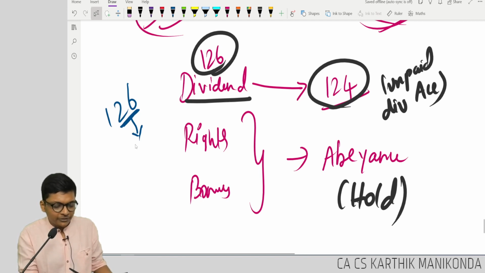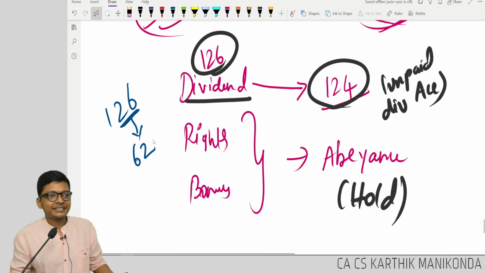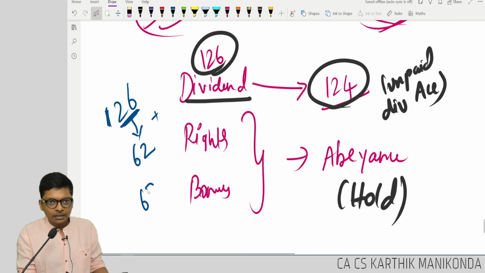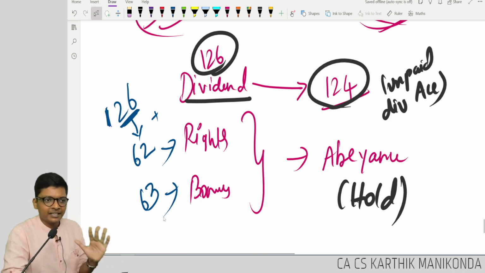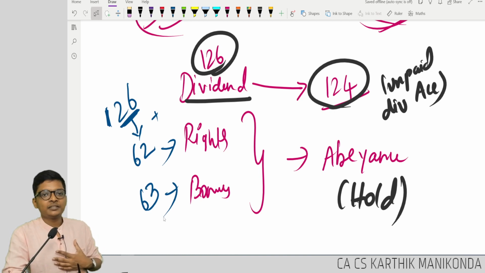126. 26 opposite is 62. Here we are left to 1 now. Plus 1, 63. 62 is rights issue as per Companies Act. 63 is bonus issue as per Companies Act. We are yet to see rights and bonus. Like this, we will have many stories to remember section numbers.